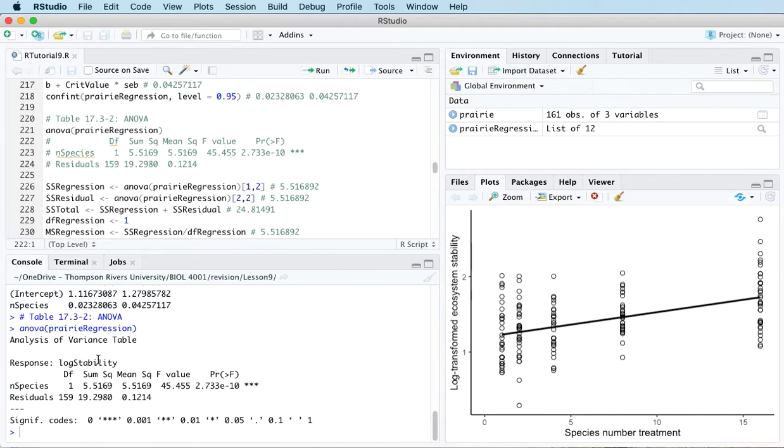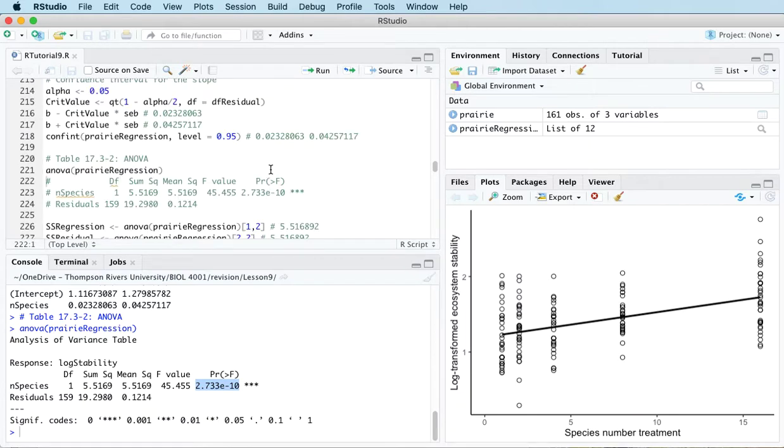The first step is the same. Null hypothesis is that the population slope is 0. Alternative hypothesis is that the population slope is not 0. Second step is a test statistic. In this case, the test statistic is an F statistic, 45.455. Third step, calculate a p-value. So 2.733 times 10 to the minus 10.